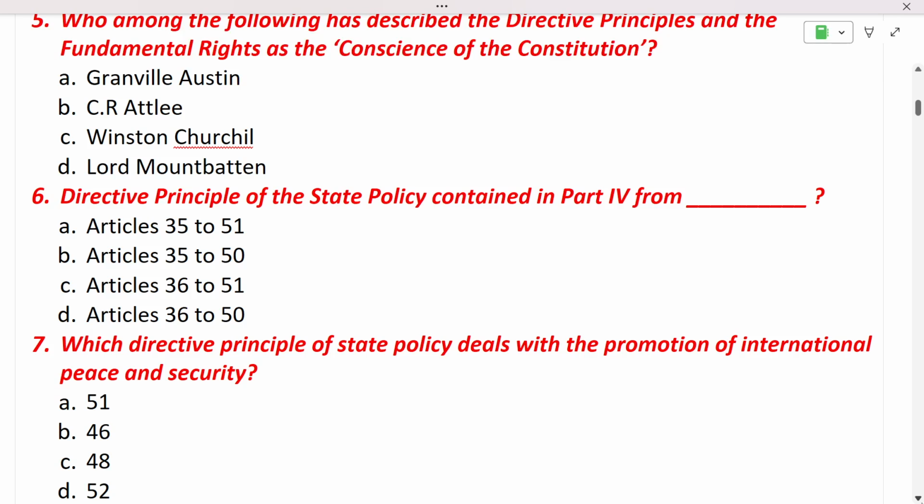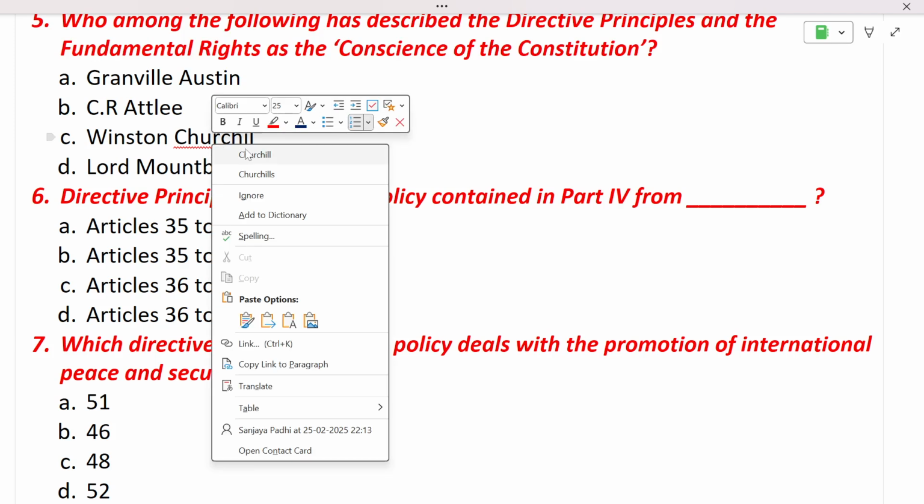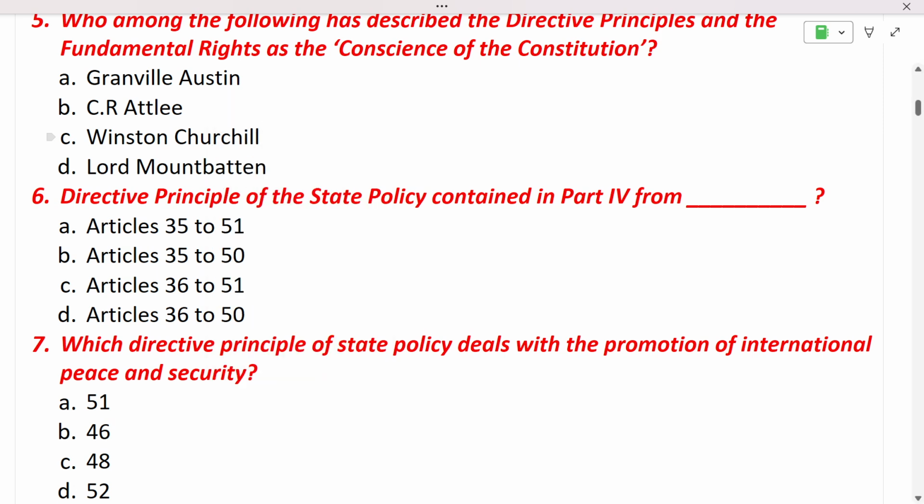Who among the following has described the directive principles and the fundamental rights as the conscience of the Constitution? Option A, Granville Austin. Option B, C.R. Utley. Option C, Winston Churchill. Option D, Lord Mountbatten. So the answer is Option A.